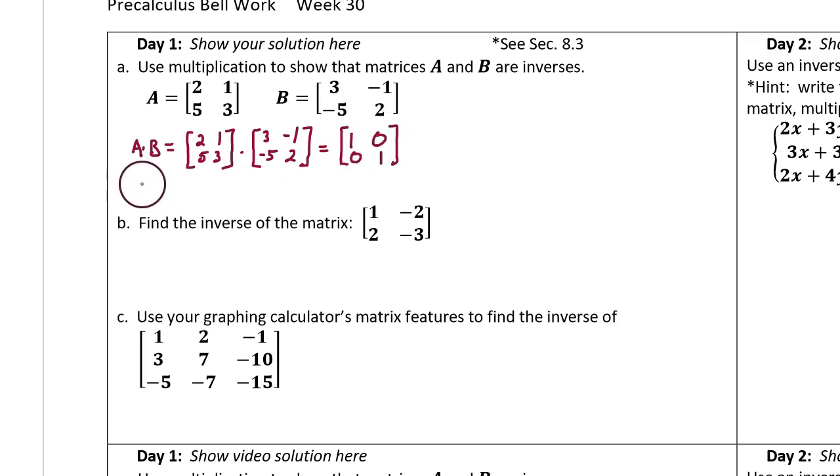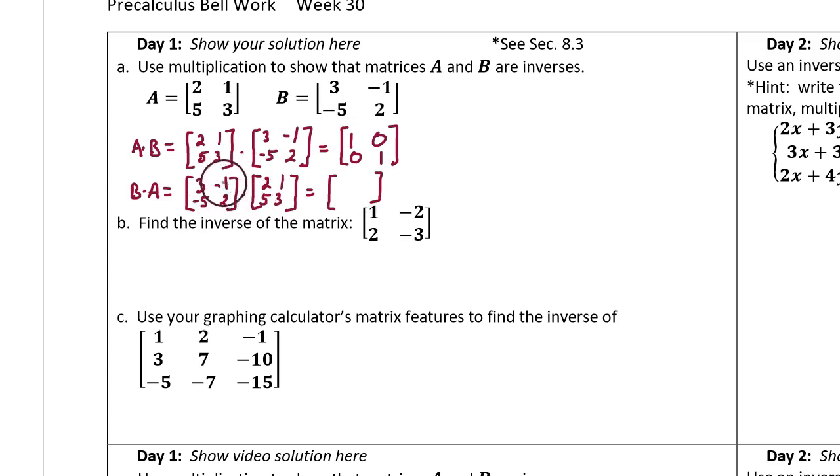Now, because multiplication is not commutative, you also have to test B times A to make sure that that also turns out to be the identity. So this time we'll write matrix B first, and then multiply it by matrix A. And the result will be a 2 by 2 matrix.